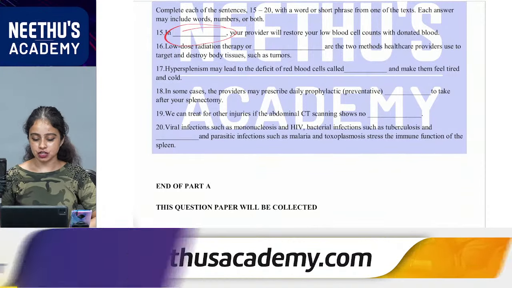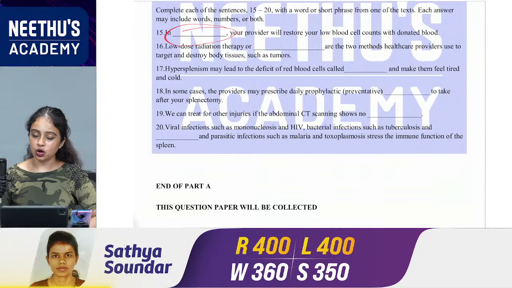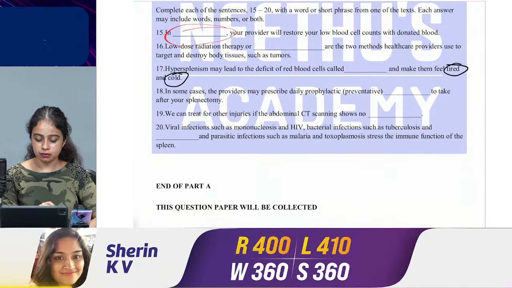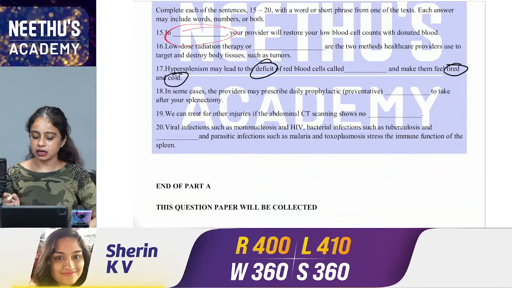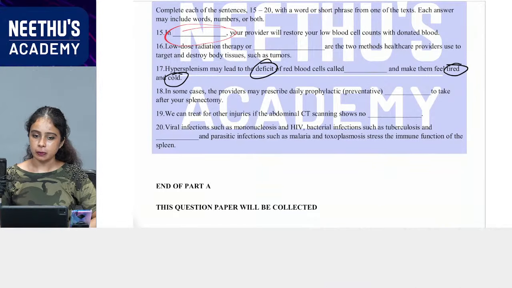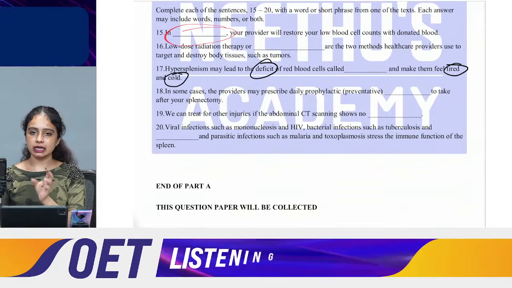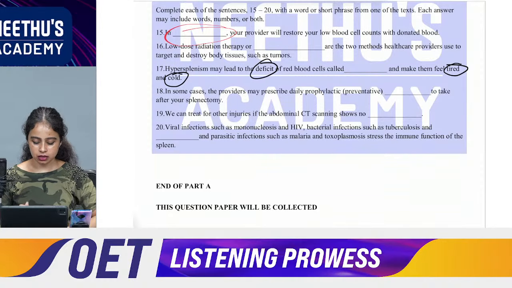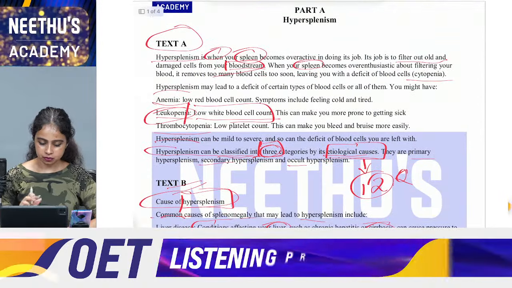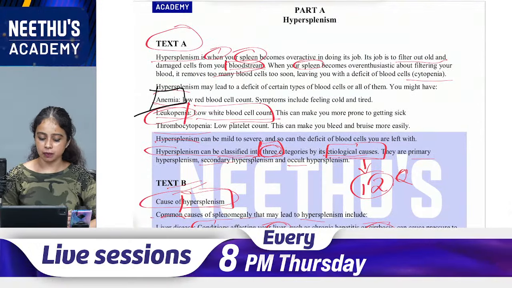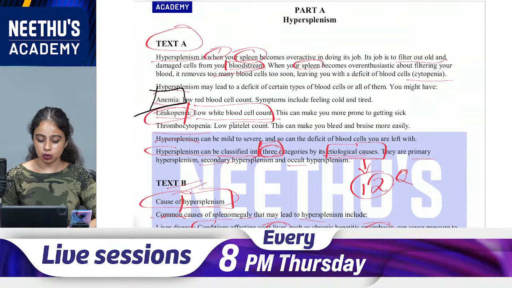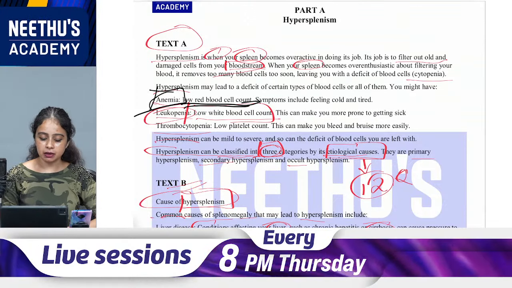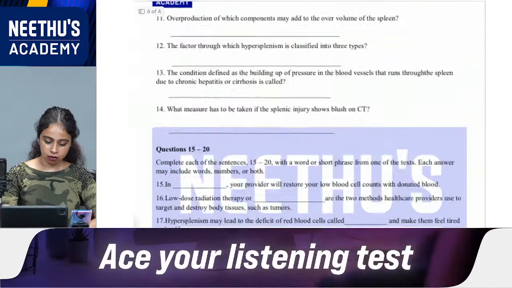Hypersplenism may lead to the deficit of red blood cells called dash and make them feel tired and cold. Deficit, tired and cold, these are my keywords. So what is the correct answer? It is from text A. My answer is anemia, low red blood cell count. So my answer is anemia from text A.